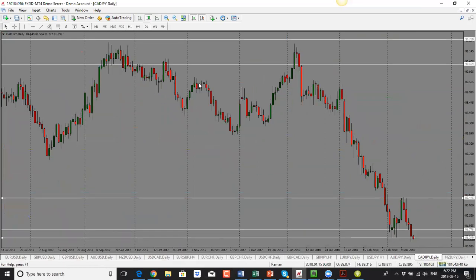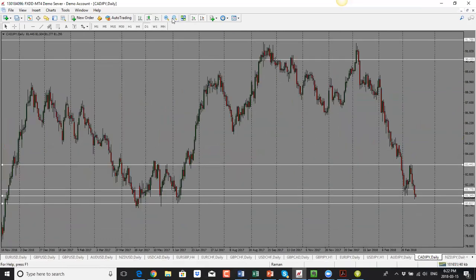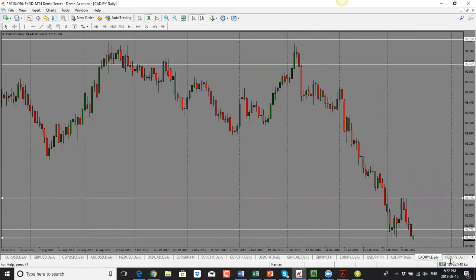CAD yen, again, a big drop here. Price is right into the bottom here. It looks like it wants to break out. Next target would be the 80.80 level, and beyond that we are looking at 80.50. So bias for CAD yen is also to the downside.